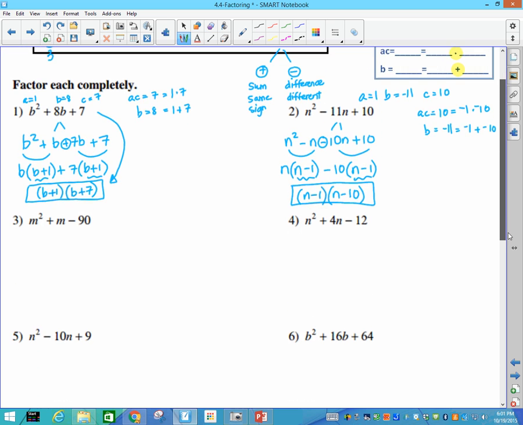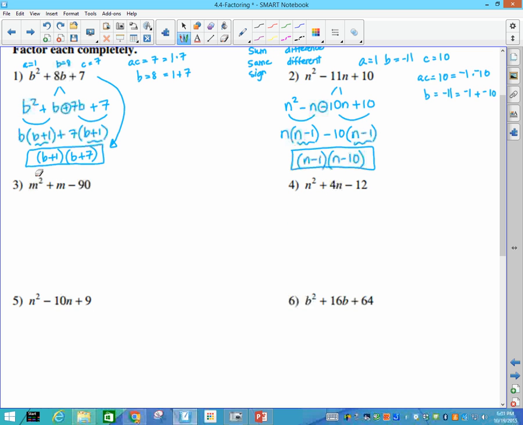Okay? Look at this next one. Okay? We have A is 1, B is 1, and C is negative 90. So A times C is negative 90, and B is equal to 1. So this is kind of the hardest part, you got to think of two numbers that multiply and give me negative 90 and add to give me 1. So again, some people are faster at this than others, but 10 and negative 9 fit the bill.